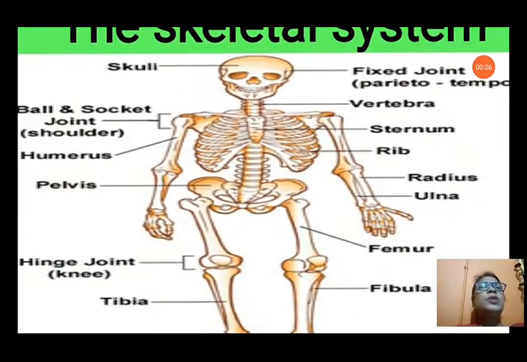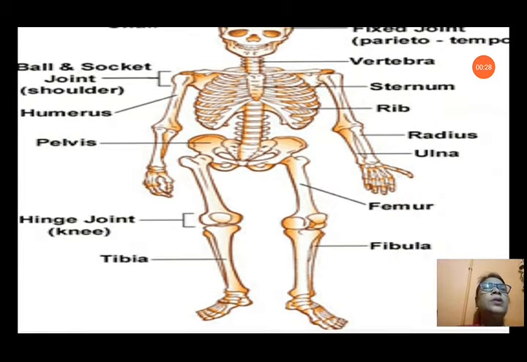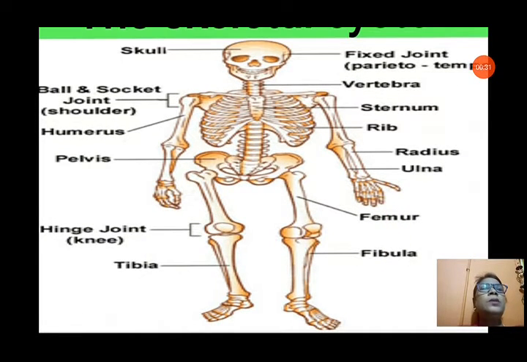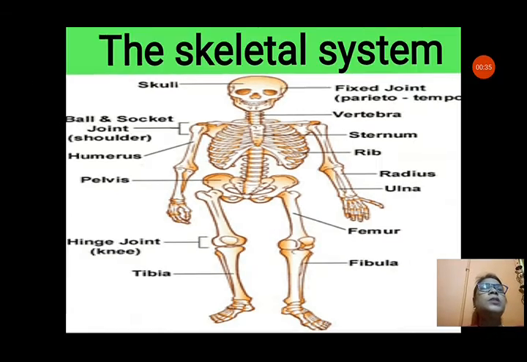The skeletal system you can see in this picture. It is the internal support of the body. It is made up of bones and joints. Let us see more.